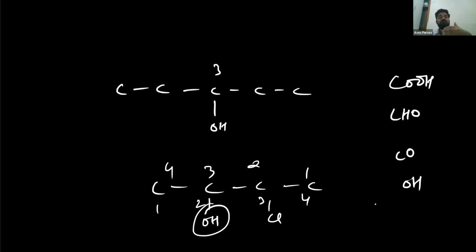This function group, if possible, should get the lowest possible number. So I will try to give 2 to the alcohol and 3 to the chloride. If I do it this way, then 2 will be given to the chlorine and 3 will be given to the alcohol. So we will do it the first way, so that 2 will be at the alcohol and 3 will be at the chlorine.